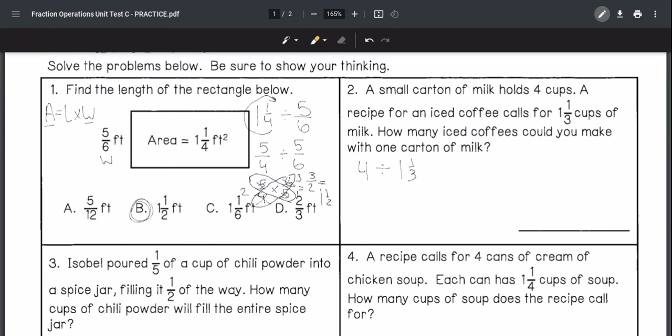So I'm going to turn my 4 into 4/1, so I have a top and bottom, divided by, got to use that MAD-C method. 3 times 1 is 3, 3 plus 1 is 4, so 4/3. Now we have numerators and denominators, so ready for the keep change flip. Keep 4/1, multiply by 3/4. I can simplify. 4/4 turns into 1/1. Now multiply straight across. 3/1 equals 3 iced coffees with that 1 carton of milk.